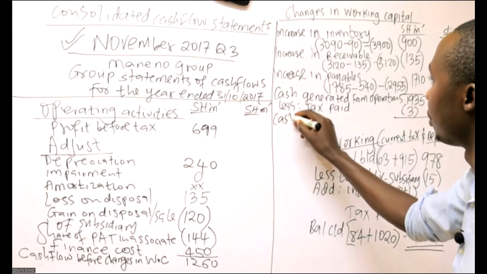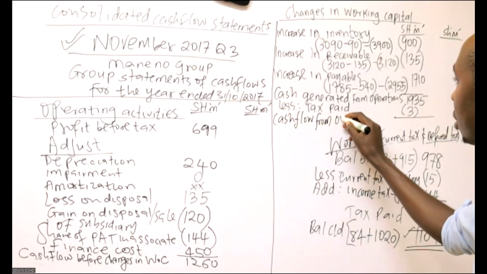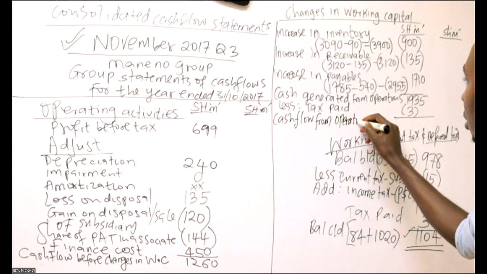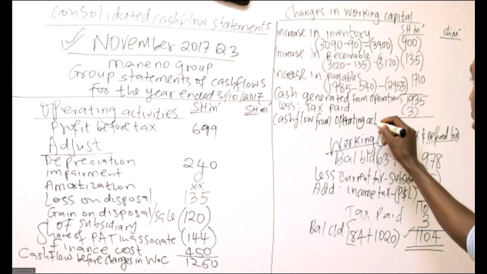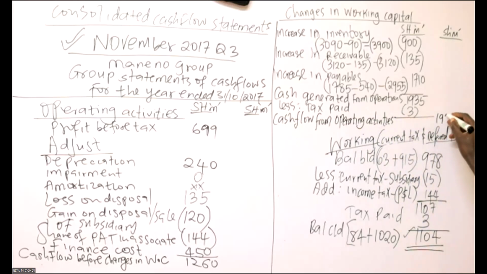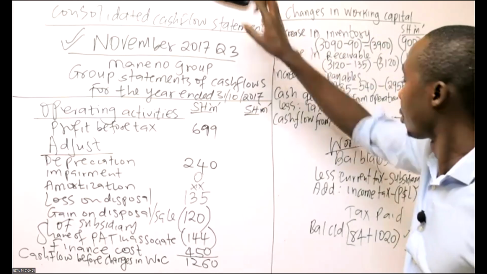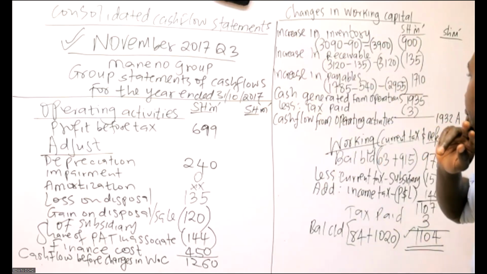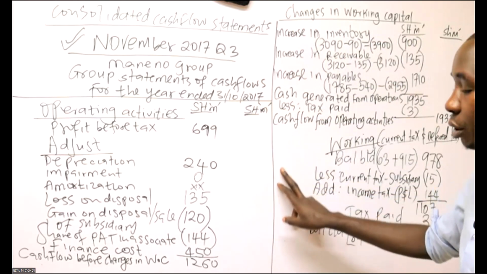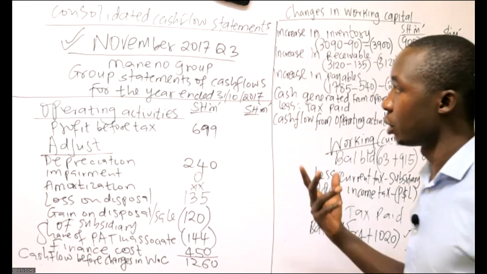So here we have cash flow from operating activities. This is 1932. So we are done with the first part of the cash flow statement, that is operating activities. Now I can continue with investing, then we do financing. Any questions so far?